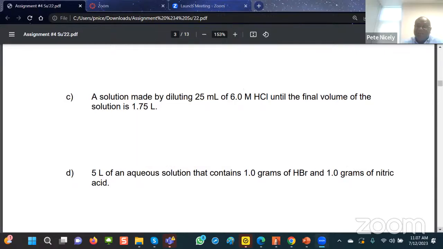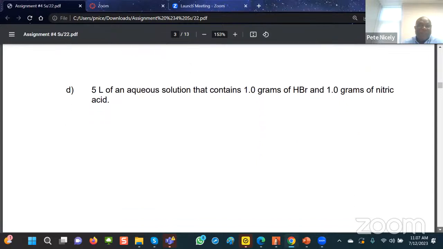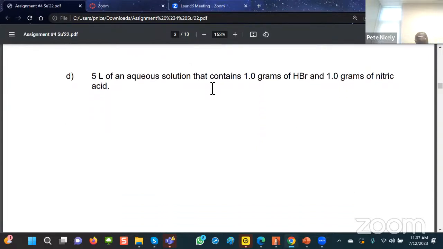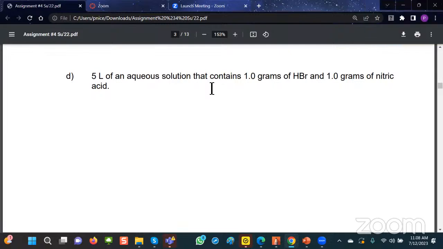Scrolling down. Okay, I want you to look at this one and tell me what you think you would do with this. It says a 5 liter of an aqueous solution that contains 1.0 grams of HBr and 1.0 grams of nitric acid. So you're asked to find the pH of this solution. You would convert the grams of both to moles of both and then add them and then divide by the liters to get molarity. Yeah, that's pretty much it.